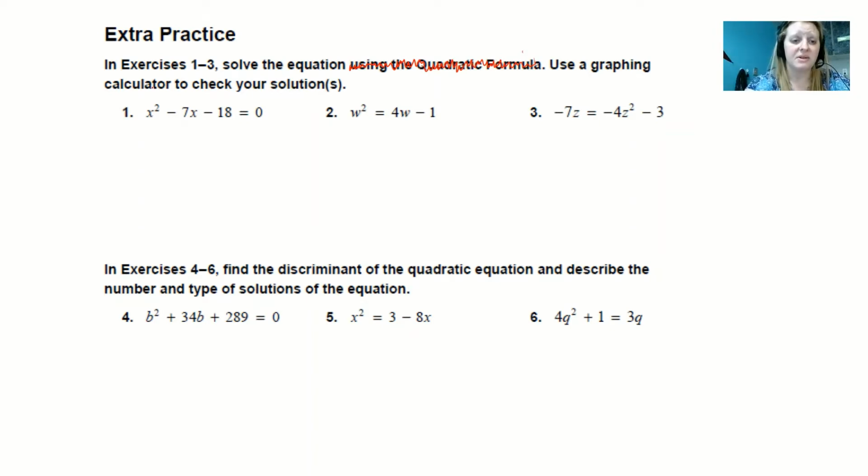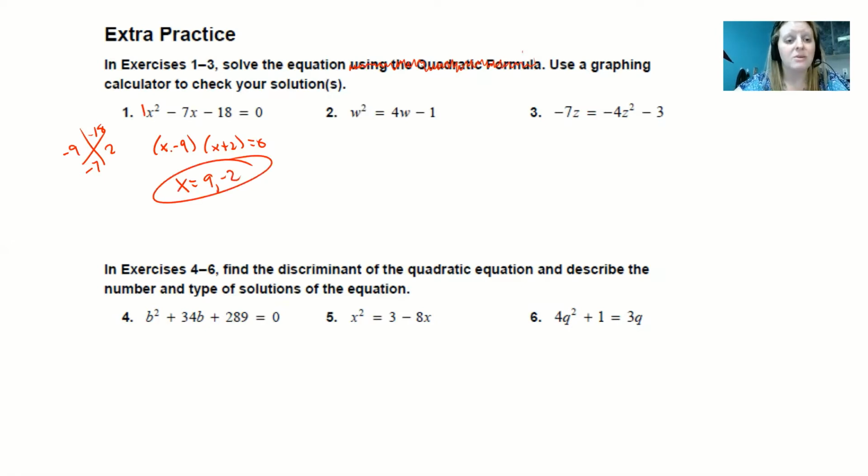So if I was looking at number 1, because this is a 1x squared, the first thing I'm going to do is see if this factors. So I want to know if there's anything that makes negative 18 and negative 7. And there are. We can use negative 9 and 2. So this actually factors into x minus 9, x plus 2. So my two answers are going to be 9 and negative 2.